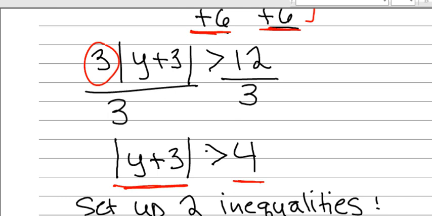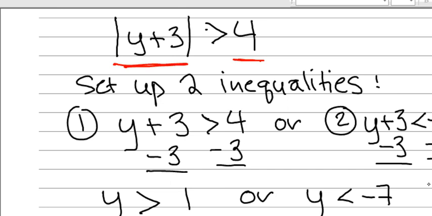Now, I don't know if you remember or not, but when we have an absolute value and an inequality of greater than, we set up 2 inequalities. So that's what I'm going to do. I'm going to keep it the same. It's going to come out of the absolute value, and it's going to be y plus 3 is greater than 4. That's my first one. Or I'm going to do y plus 3 is less than negative 4. So this is changing from greater than to less than, and from 4 to negative 4.